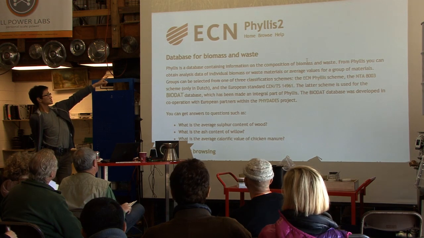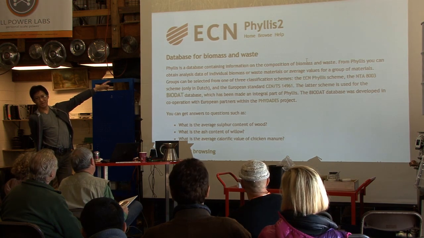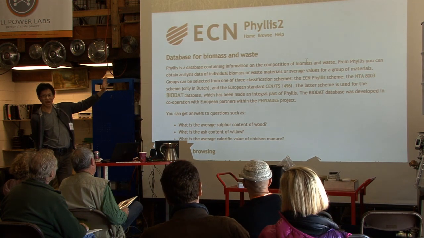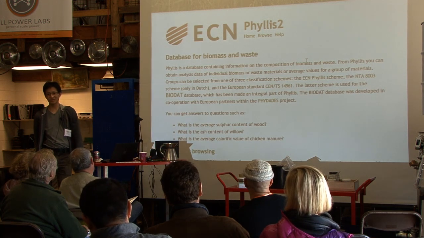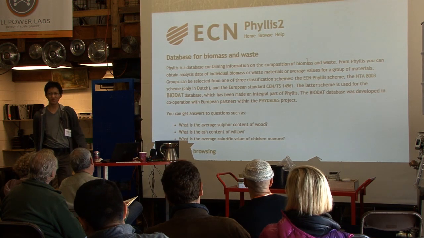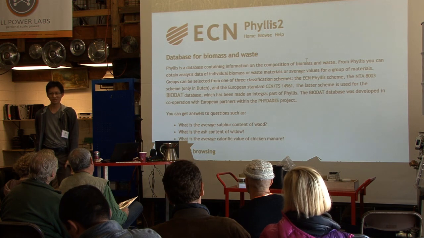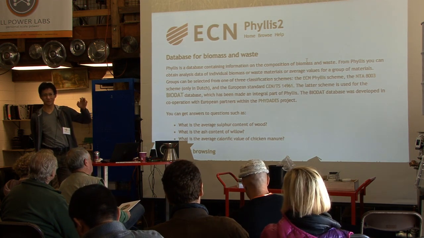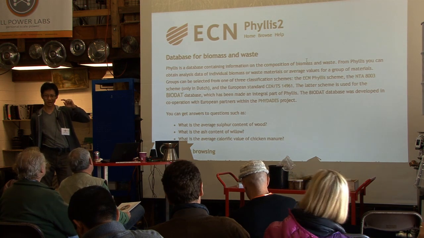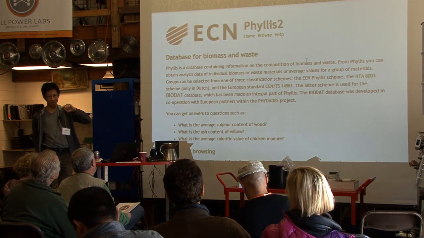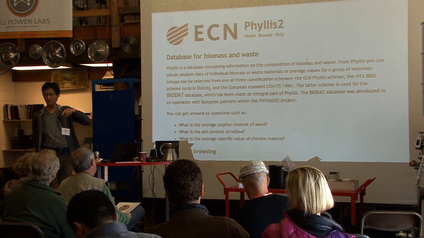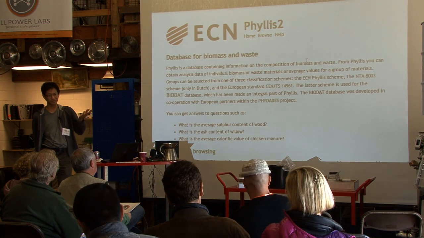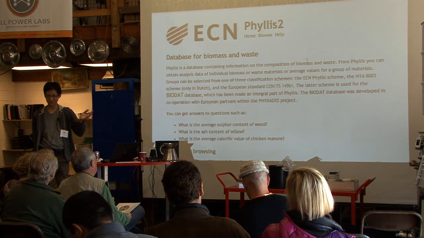There's a database by ECN called Phyllis. They have data on thousands of feedstocks, everything from wood chips to human bodies. You can go into their database and look up whatever feedstock you want, and most of the items have indications of fixed carbon content as well as ash content, volatiles, and all that.